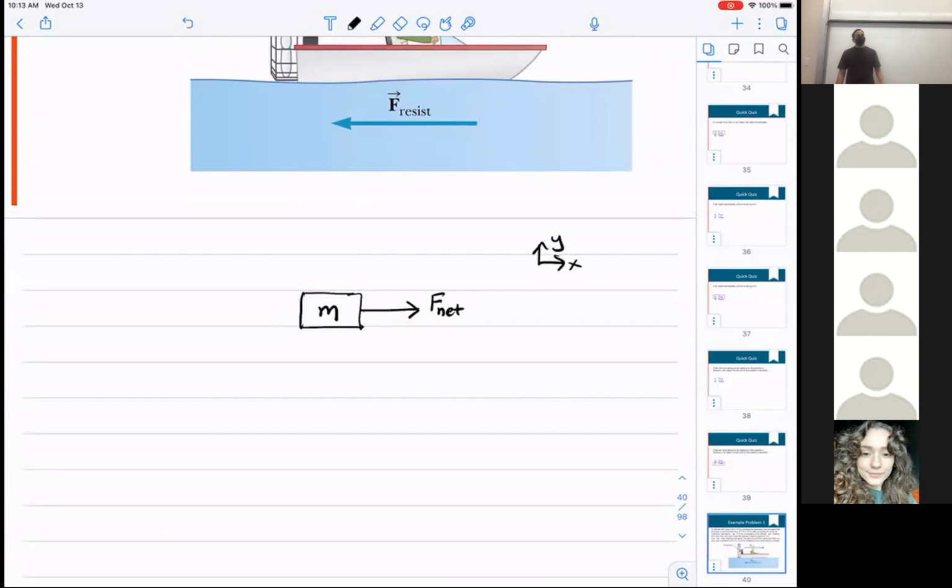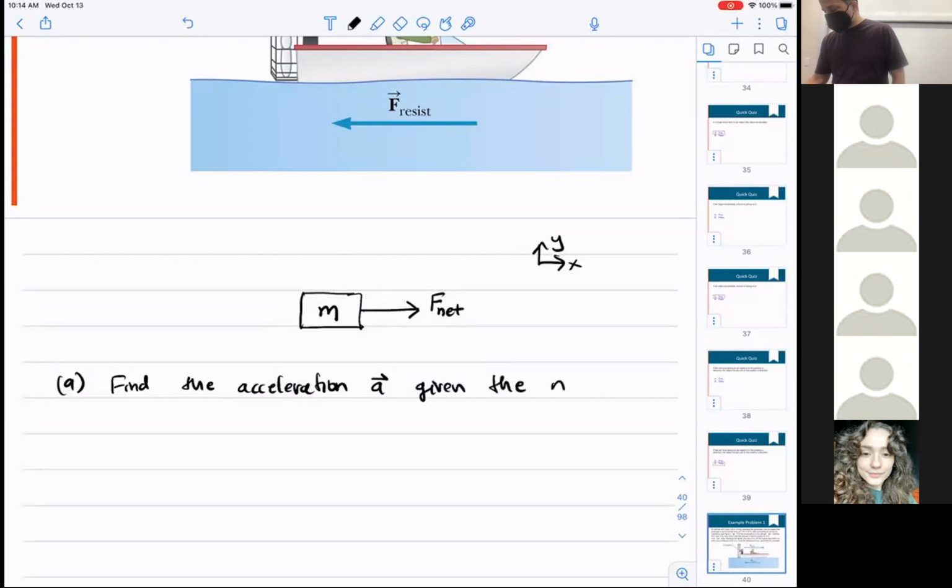So in some sense, this is not even a free body diagram yet because I'm only drawing the net force on it. I'm not drawing all the individual forces acting on it. What we are told is we want to find the acceleration A given the mass m and the net force in this way.